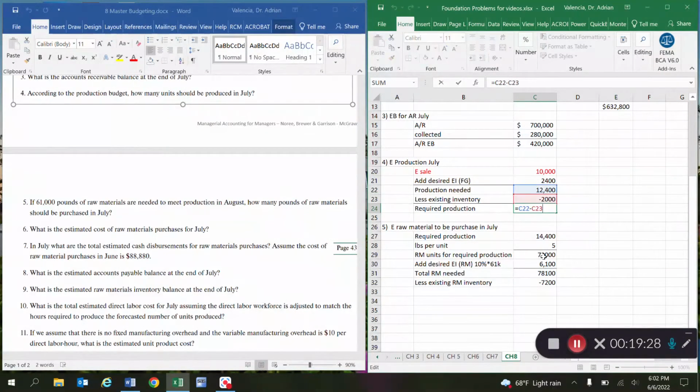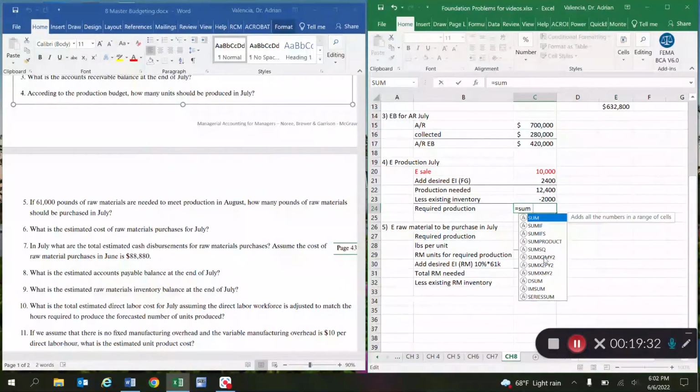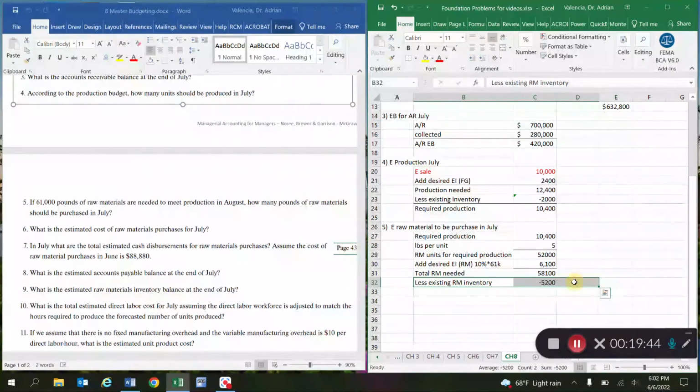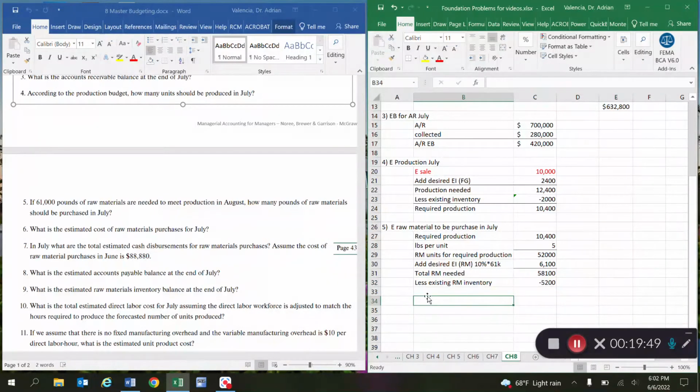In other words, what I'm saying is, bear with me here while I do this. Okay. So what I'm saying here is this existing inventory, that's stuff we don't need to make. The existing inventory here, that's stuff we don't need to buy in terms of raw material. So the ultimate balance here is required raw material for production, or not for production, let me rephrase that, to be purchased.